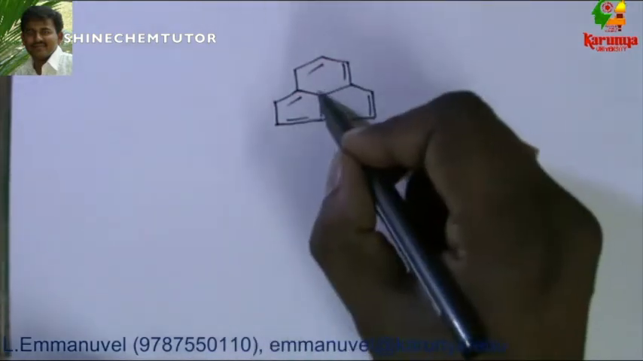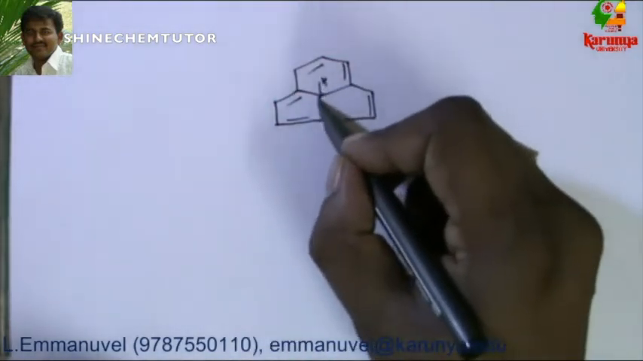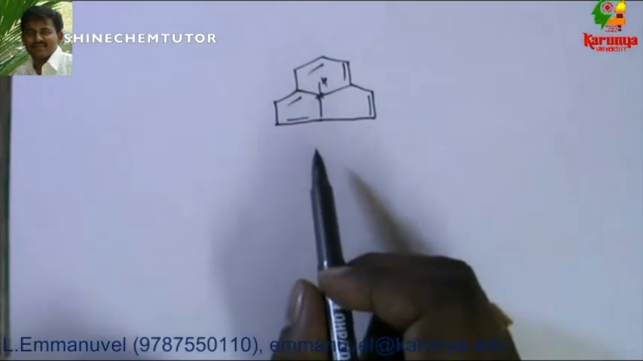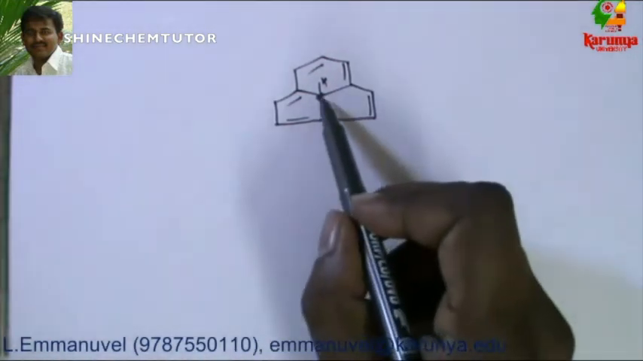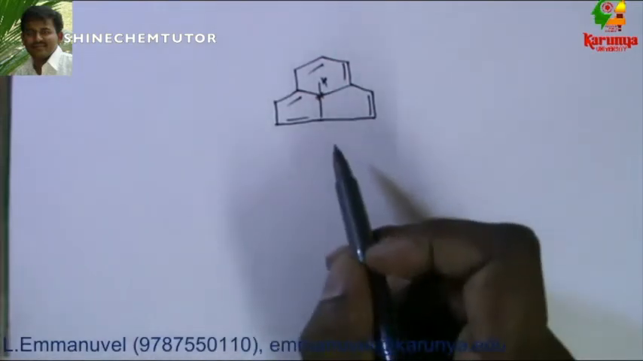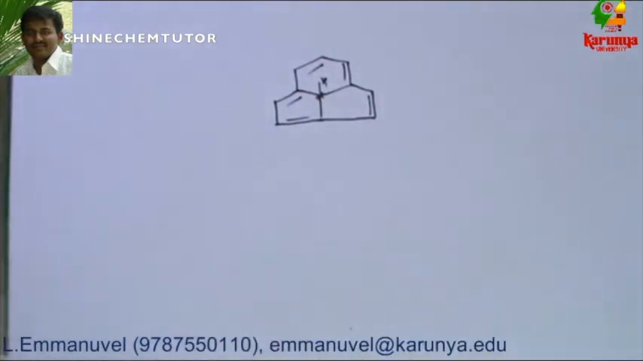First of all, this carbon is sp3, so it should be tetrahedral in shape. In such a case, will it be aromatic? It is cyclic, but planarity is not there because of this tetrahedral carbon. What about the number of pi electrons? There are 10 pi electrons, so it is satisfying Huckel's rule of 4n plus 2 electrons.